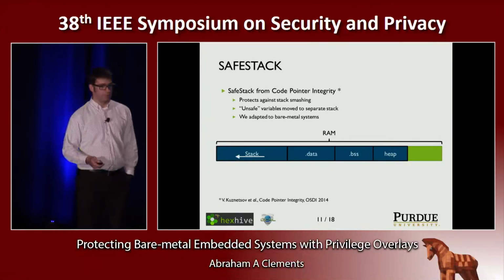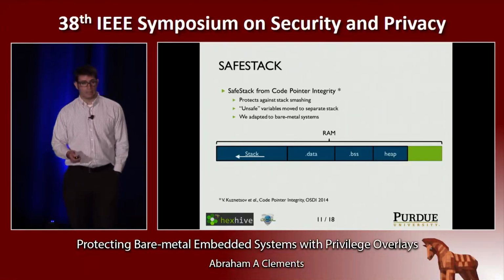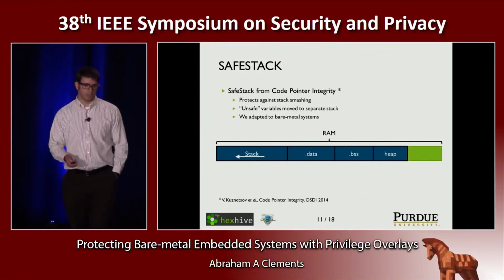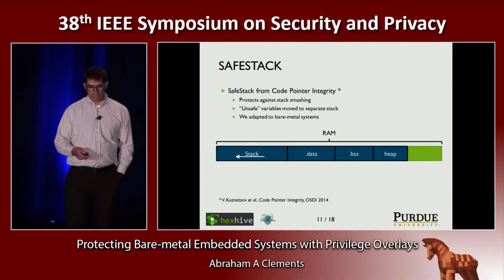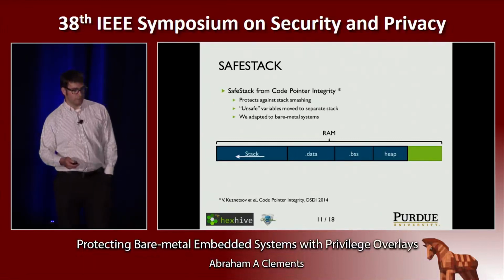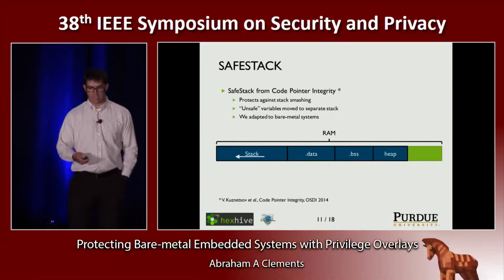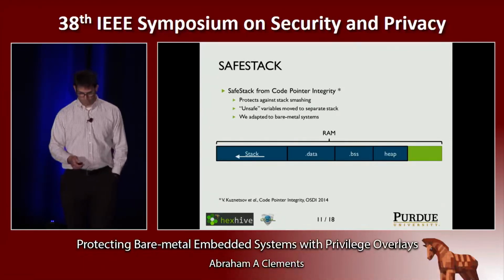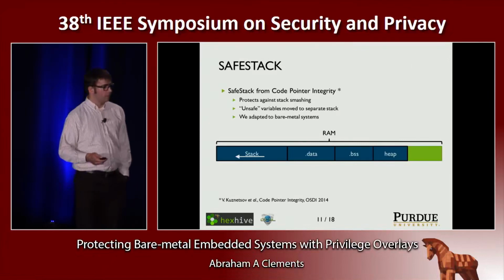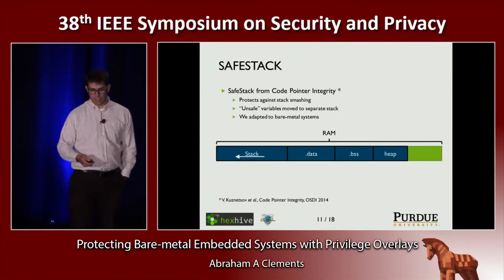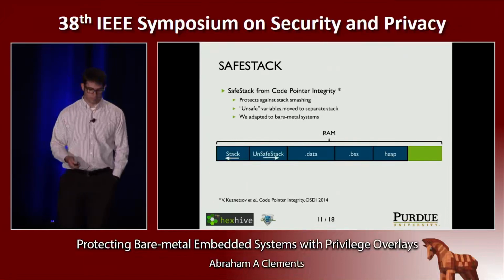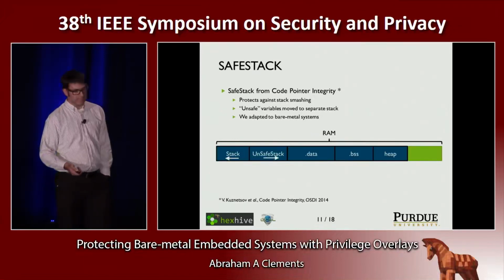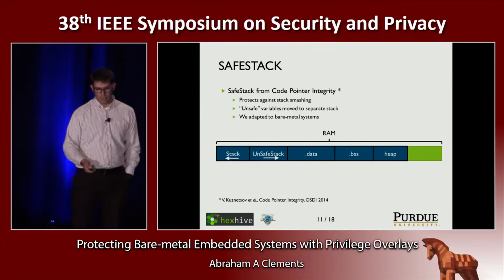And an unsafe variable is a variable that either its address escapes the bounds of the current function, or it's used in pointer arithmetic in a way that we can't prove is safe. And then only those functions which use variables that are unsafe actually use the unsafe stack frame. So the problem is that it relied on virtual memory. We don't have that. So we have adapted it to these bare metal systems. SafeStack is a split stack approach, so it splits the stack into two parts.